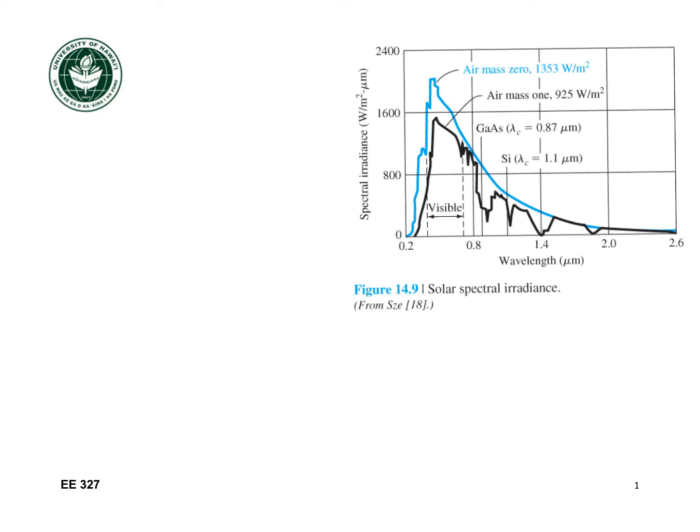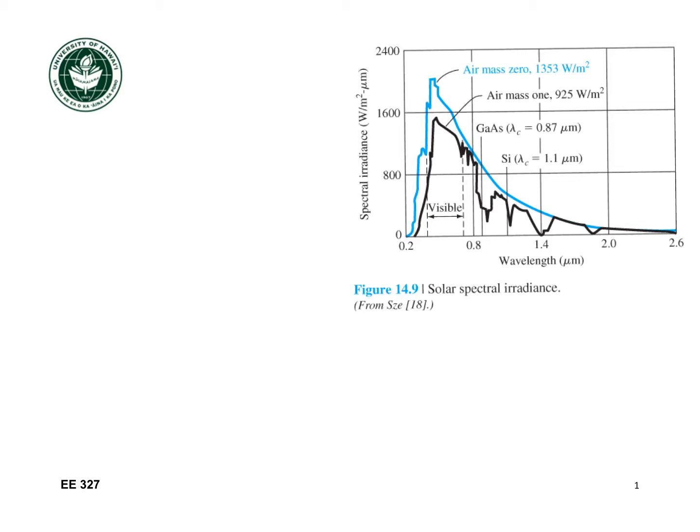What else do we need to consider to increase solar cell performance? Well, we need to consider what are the components of sunlight. So if you look at this figure 14.9 from the textbook, this shows what the wavelength components are of sunlight and how much irradiance you have at each wavelength for sunlight.